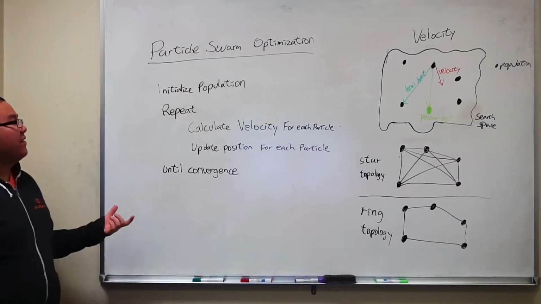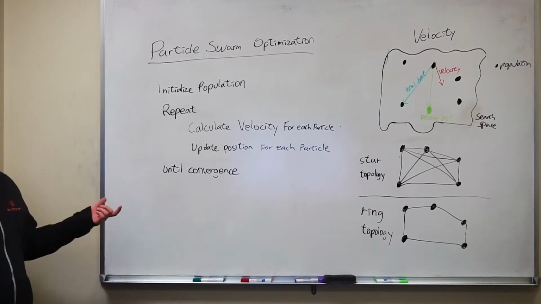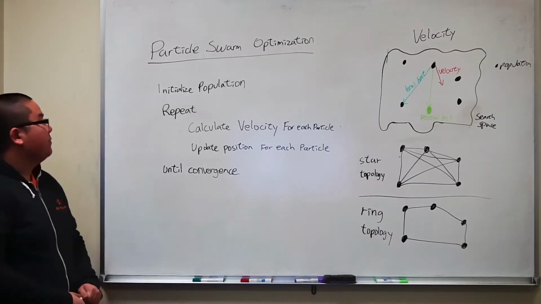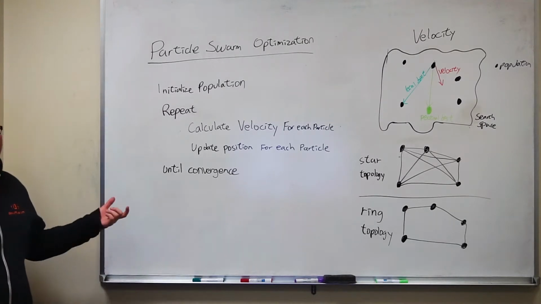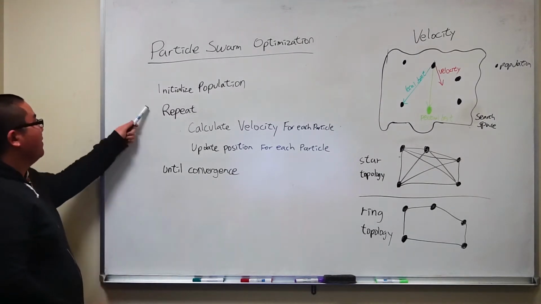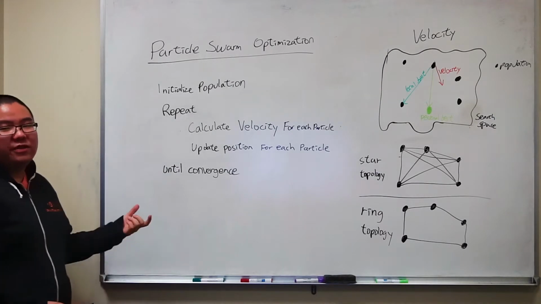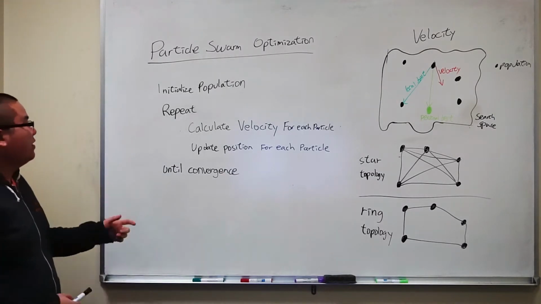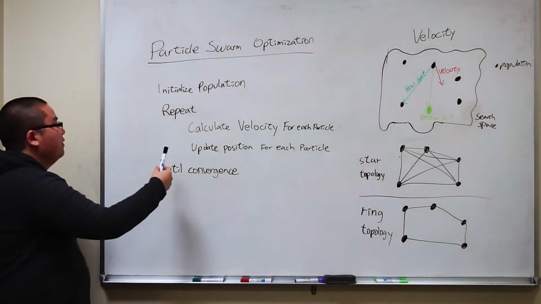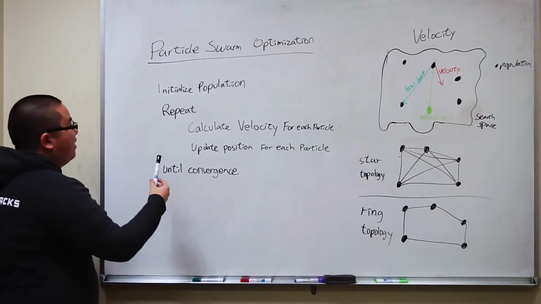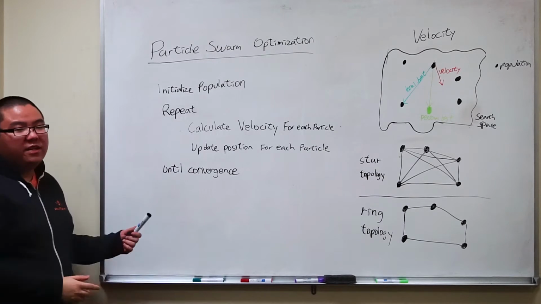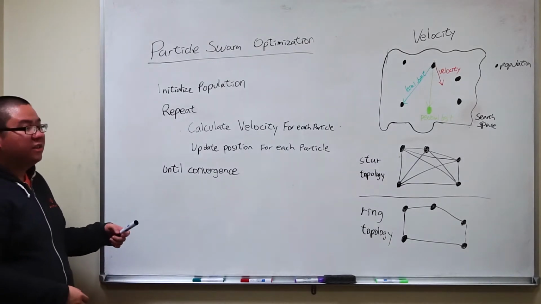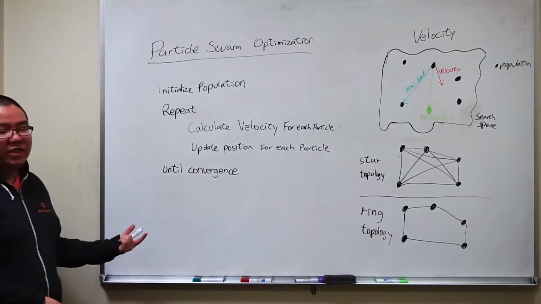A second method of evolutionary computation is called the particle swarm optimization. So in this method, it's also a repeated loop, just like the genetic algorithm. So the first step is to initialize your population, or in this case known as particles. While this loop is going on, you will calculate the velocity for each particle, which I'll explain later what that is. Then update the position of each particle until you reach a point of convergence.